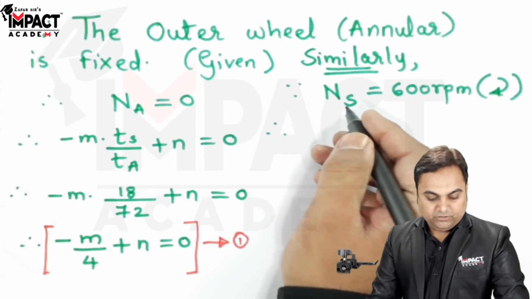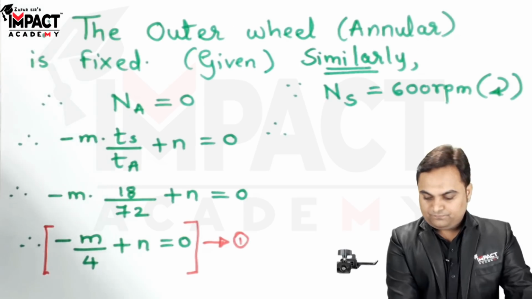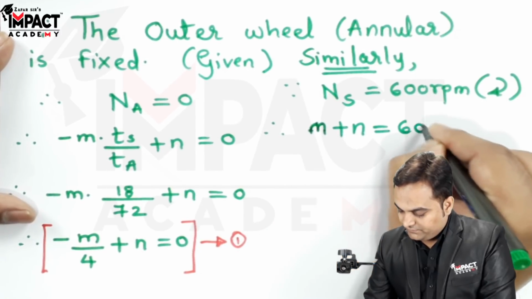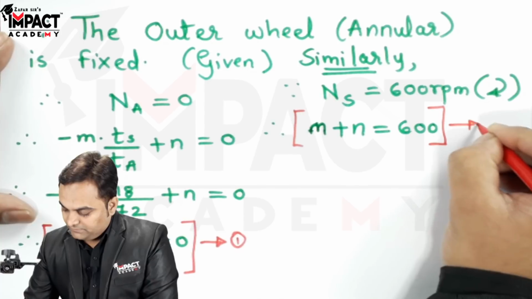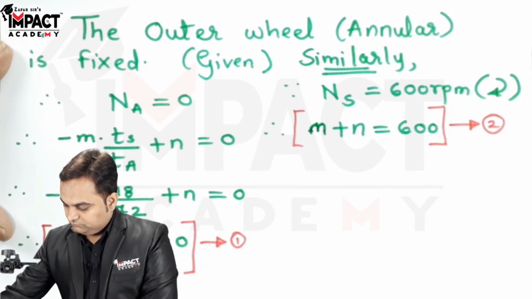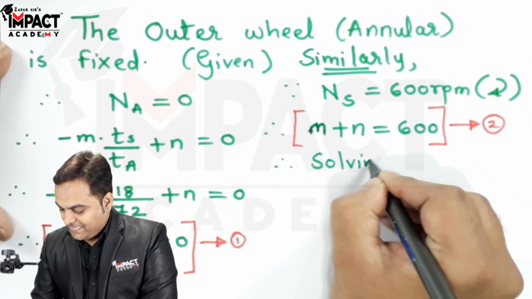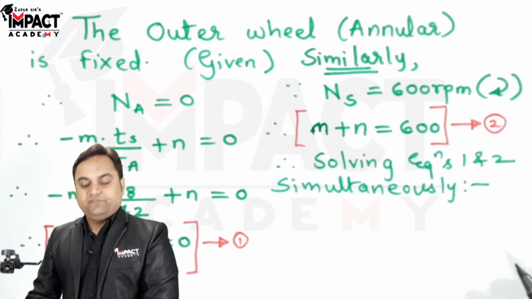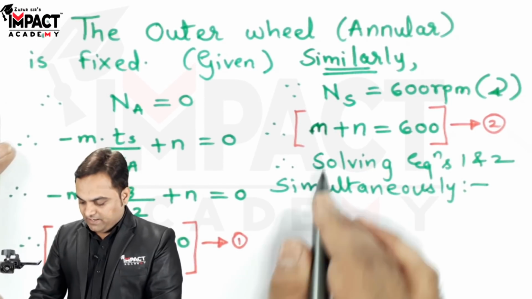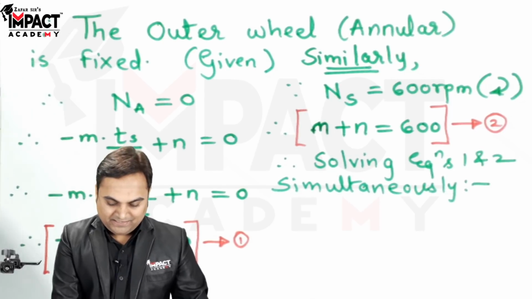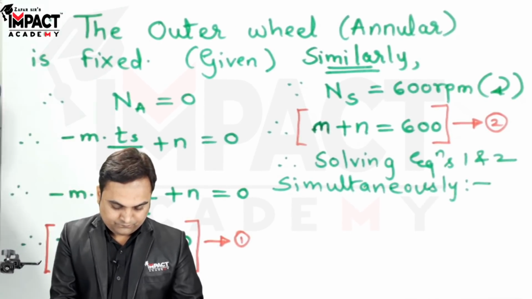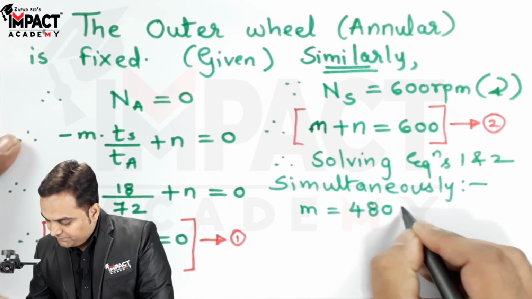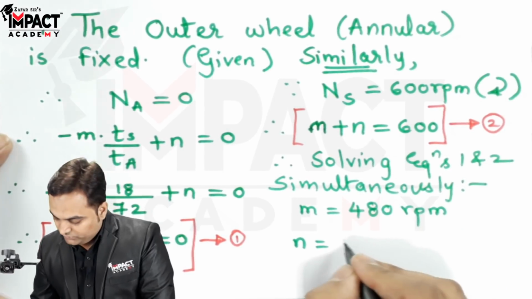So therefore, the speed of the sun gear can be taken from the table. It is m plus n is equal to 600. That becomes equation 2. So therefore, solving equations 1 and 2 simultaneously, because we have two equations and two unknowns, that is m and n. So solving them simultaneously will give me the answer as m value comes out to be 480 rpm and n value comes out to be 120 rpm.